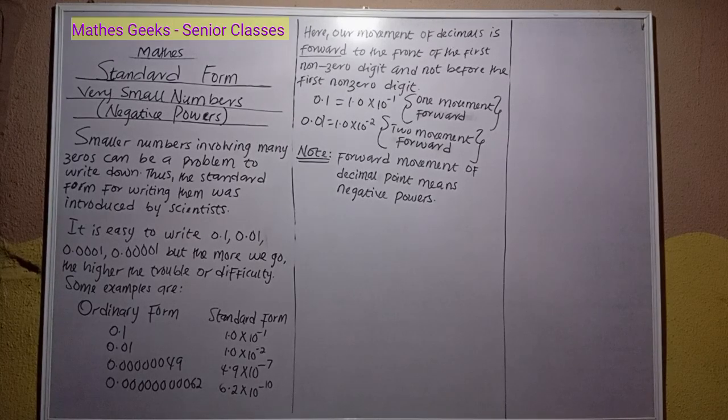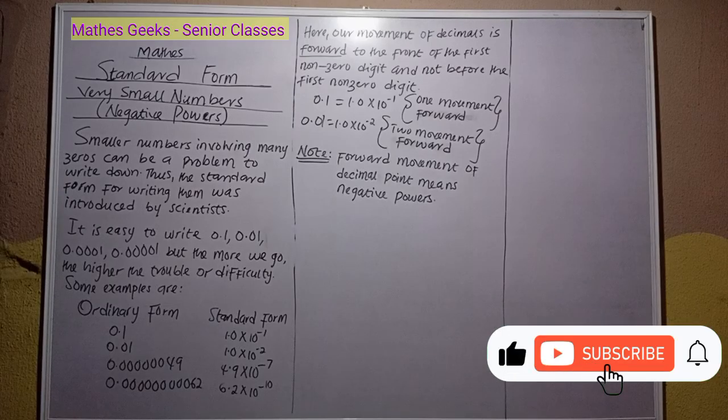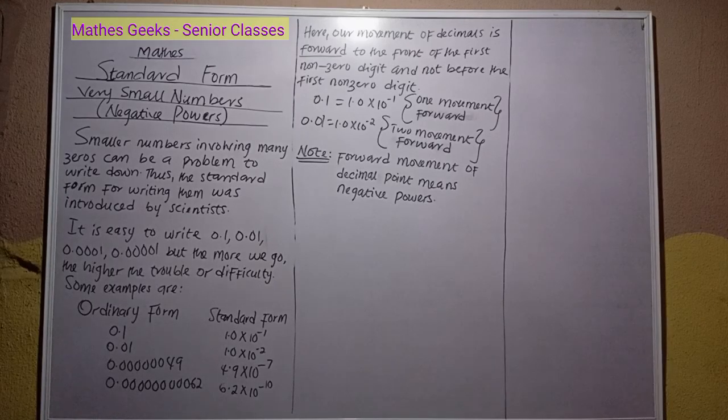In the last video we looked at what standard form is and how very large numbers are written in standard form. So this is a video that succeeds the previous one. In case you want to really know what standard form is and how to convert large numbers in ordinary form to standard form, you can watch that video first and get a basic understanding of what standard form is before continuing with this one. So let's proceed.